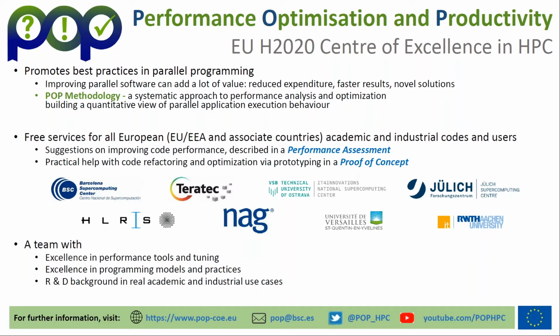In the team, we have 8 partners. They're ourselves in Germany, Jülich Supercomputing Center, and a couple of other centers in Germany. The coordinator of the Center of Excellence is Barcelona Supercomputing Center. We have other partners in France and in the Czech Republic. Together, we provide experience and excellence in developing and using performance tools and application tuning, the programming models that are used for parallel computing systems, as well as working with applications in a real practical sense. So it's a very diverse team of people working together in the Center of Excellence.